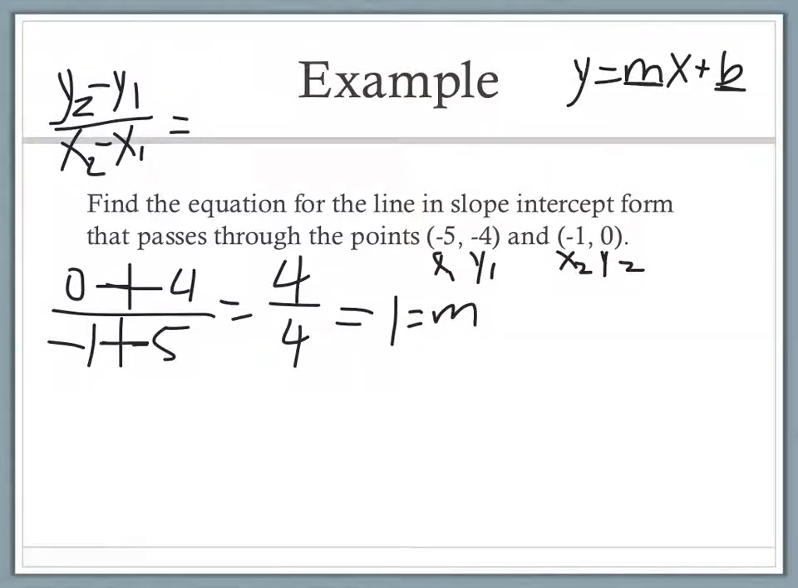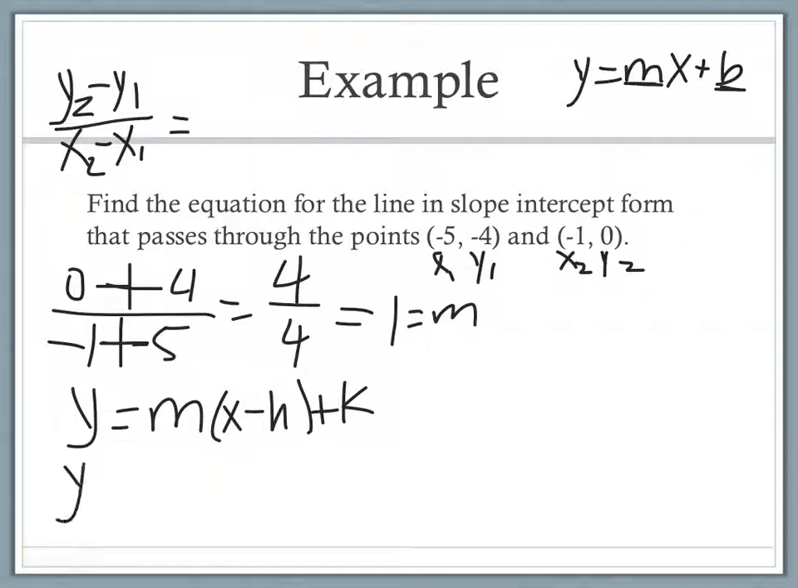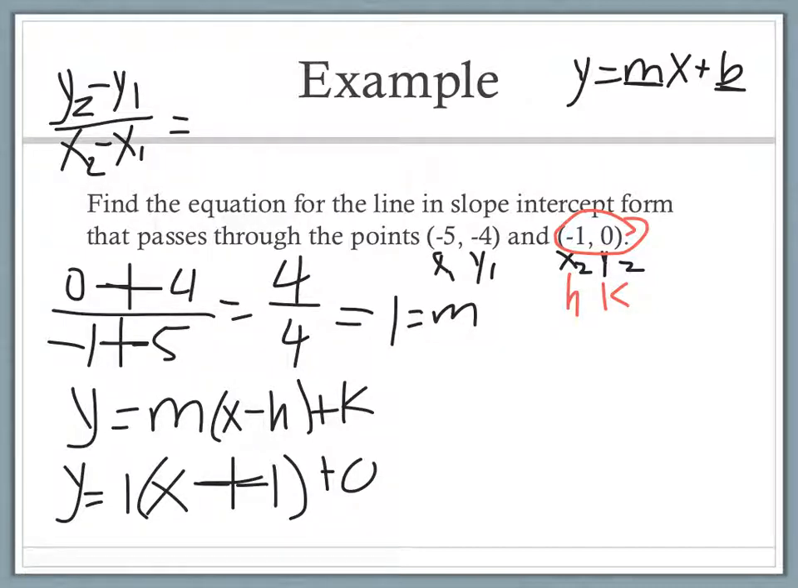Now, I can't plug it into the slope-intercept form yet. I need to plug it into point-slope form, which is y equals m times (x minus h) plus k. So I have y equals, my m was 1, times (x minus h) plus k. It doesn't matter which point we pick. For this one, I'm going to pick (-1, 0) as my point, just because I know 0 is a little bit easier to work with. Remember, the first one is your h, the second one is your k. So when I plug this back in, I'm going to have x minus -1 plus 0, which I know is just going to be a positive 1.